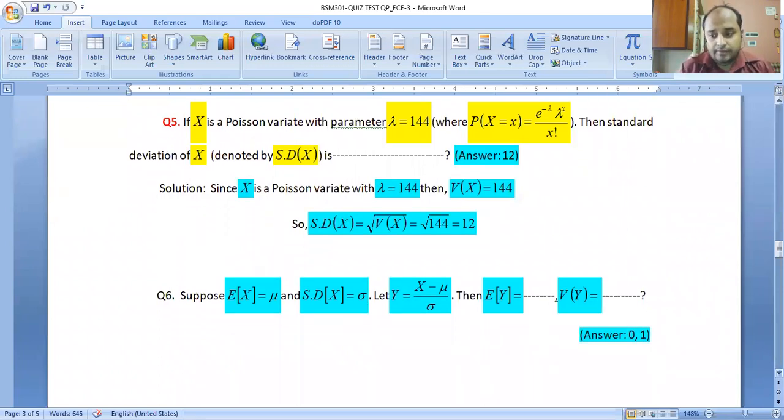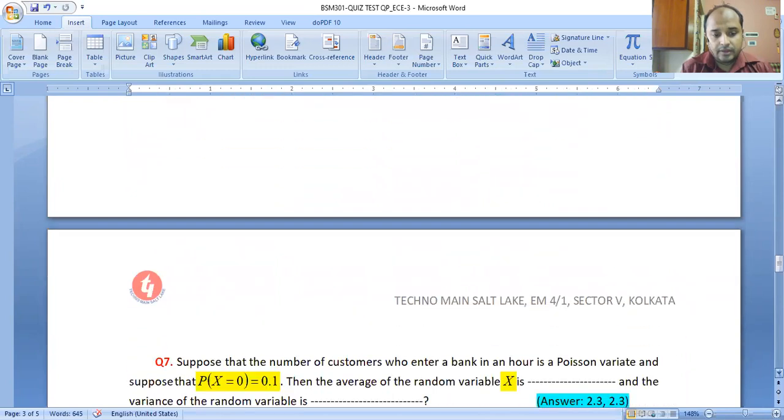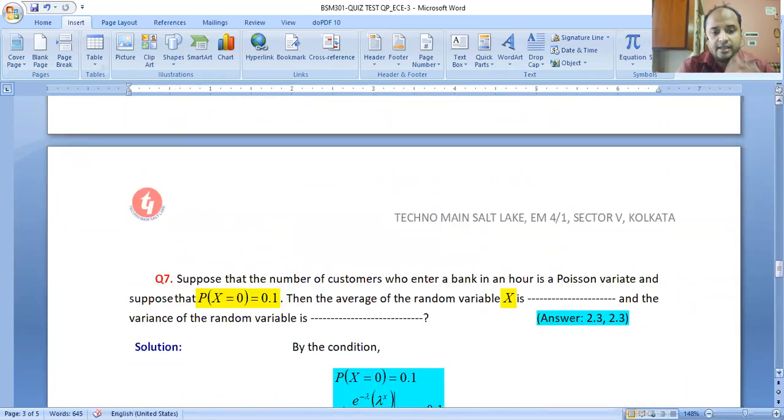What is the next problem? Let me see. Question number 7 says, suppose that the number of customers who enter a bank in an hour is Poisson-variate, and suppose probability of x equal to 0 is equal to 0.1, then the average of the random variable x is this, variance of the random variable is this.